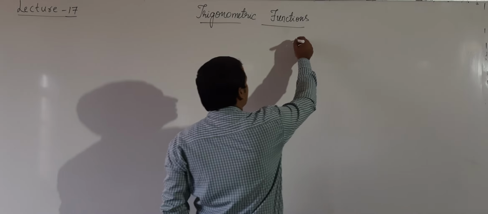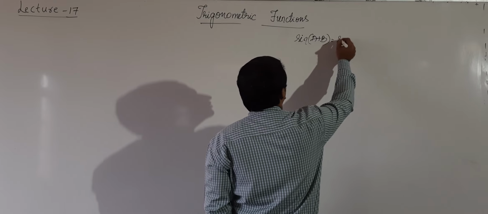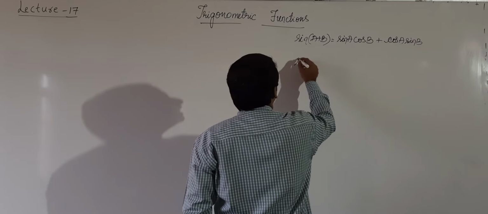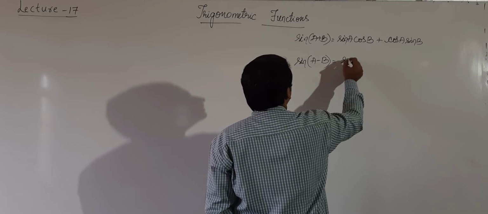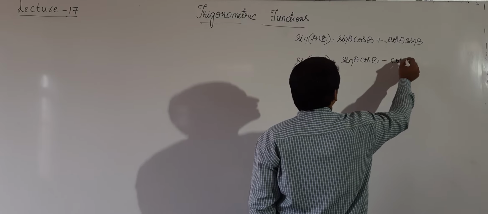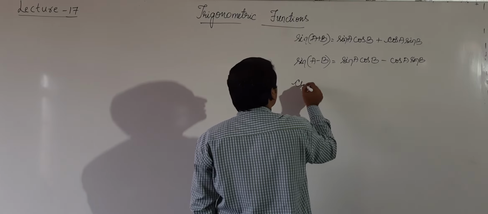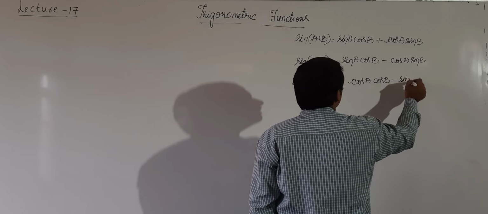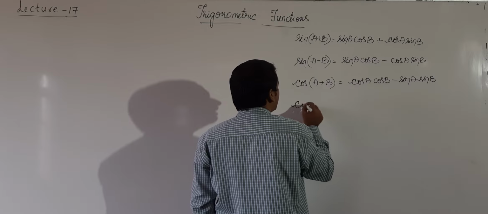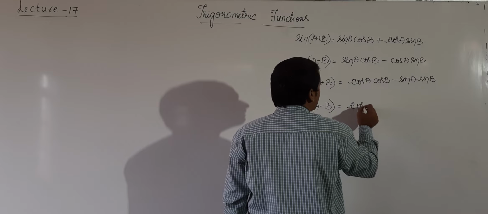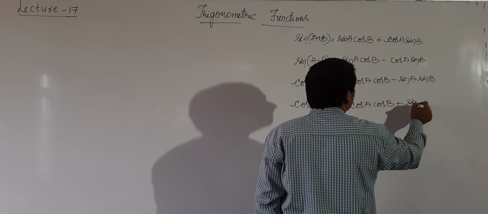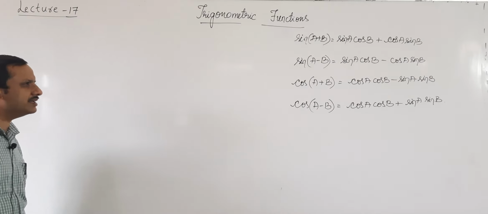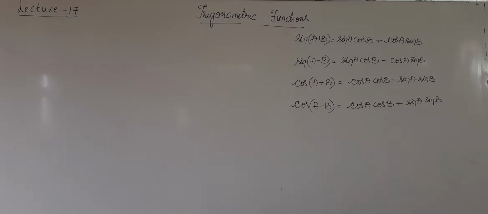Okay, so now let me just recall these formulas. Sin(A+B) is equal to sin A cos B plus cos A sin B. Sin(A−B) is equal to sin A cos B minus cos A sin B. Then cos(A+B) is equal to cos A cos B minus sin A sin B. Cos(A−B) is equal to cos A cos B plus sin A sin B. And again you have tan(A+B), tan(A−B), cot(A+B), cot(A−B) as well.